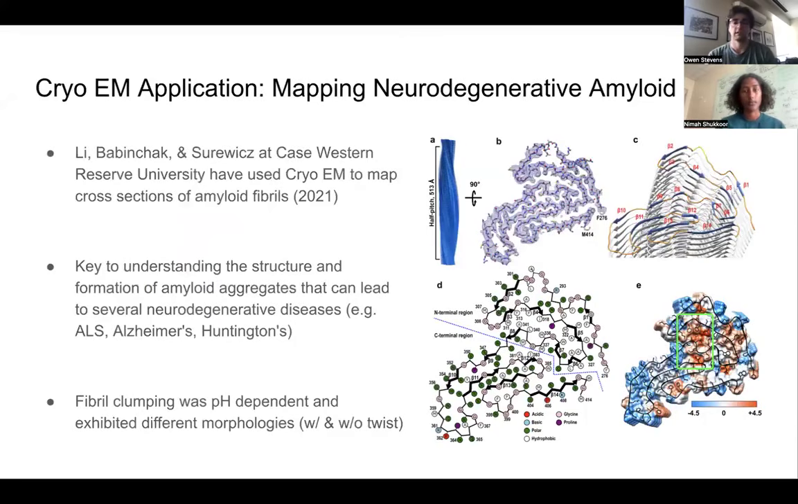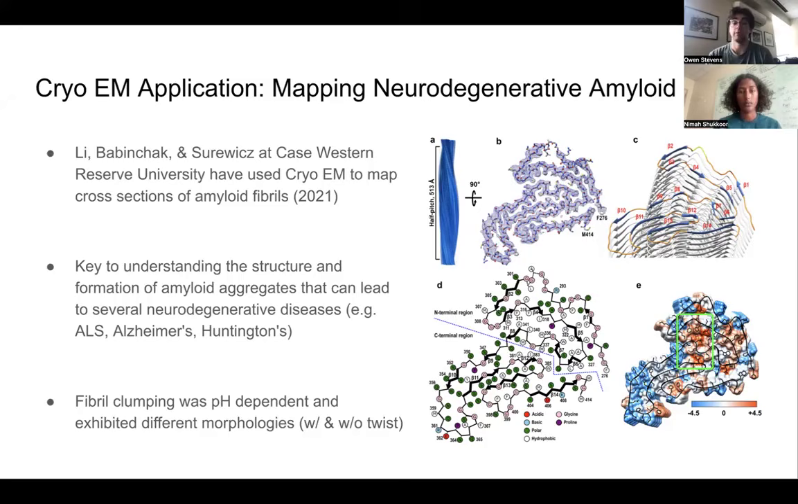So now we're going to look at some current applications of cryo-electron microscopy, which is mapping these neurodegenerative amyloid fibrils. Lee, Bevanchak, and Sherwitz at Case Western Reserve University in 2021 used cryo-electron microscopy to map cross-sections of amyloid fibrils. These are key to understanding the structure and formation of amyloid aggregates in several different neurodegenerative diseases, such as ALS, Alzheimer's, Huntington's. And the image on the right is looking at some of these cross-sections which stack on top of each other in these aggregates.